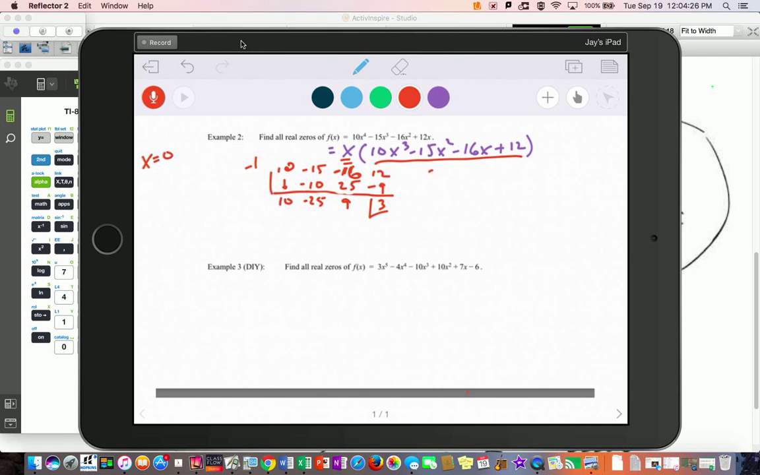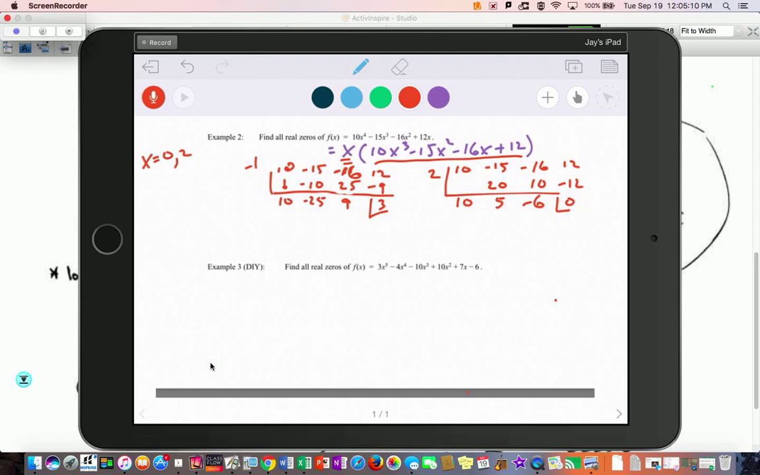So I can do 2 out front, and then I do my 10, negative 15, negative 16, and 12. So the 10 will drop through. That's 20. Add those two together, you get 5. Multiply, you get 10, negative 6, negative 12, and I get a remainder of 0. So now I know one of my answers is 2. So I have those two answers.